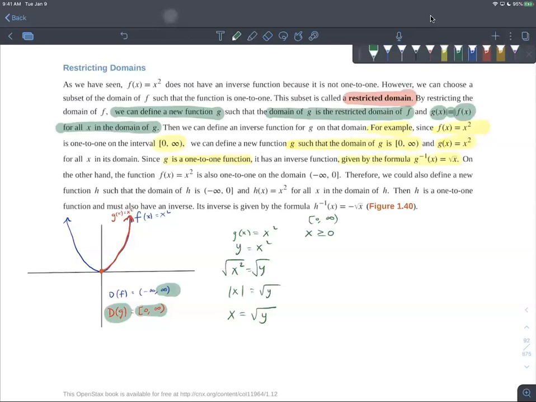And then interchanging y and x, we get y is equal to the square root of x, or not f inverse, but g inverse of x is equal to the square root of x.